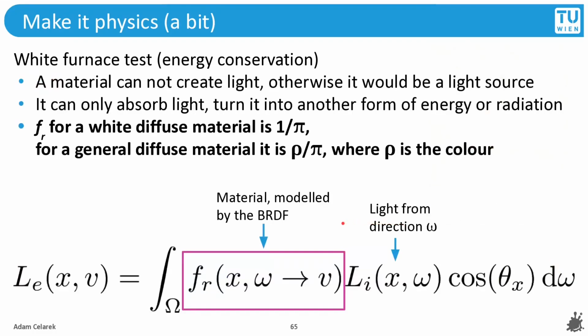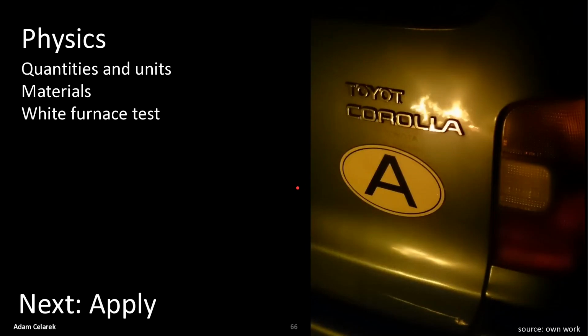Okay, and the resolution is that the BRDF of a white material is 1 over pi. In general, diffuse materials is rho over pi, where rho is the color. Okay, and this concludes our section about physics. We covered quantities and units, we covered materials, and finally the white furnace test.